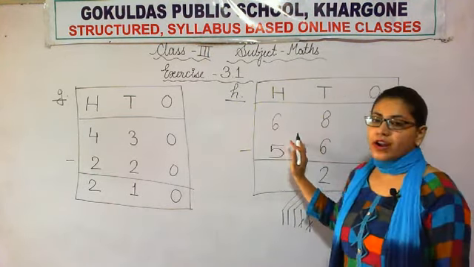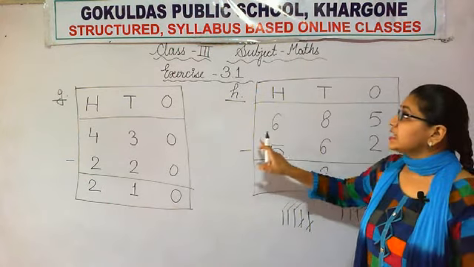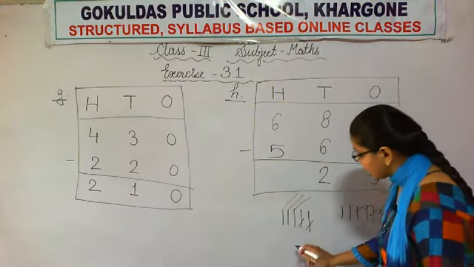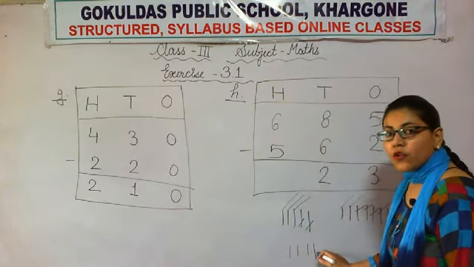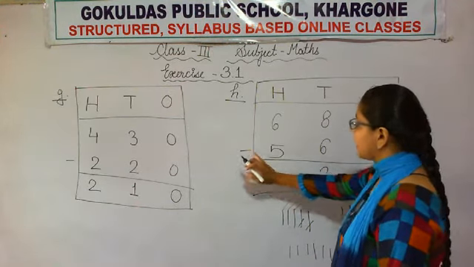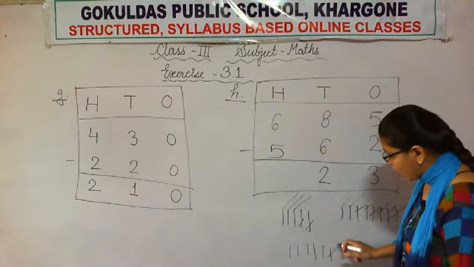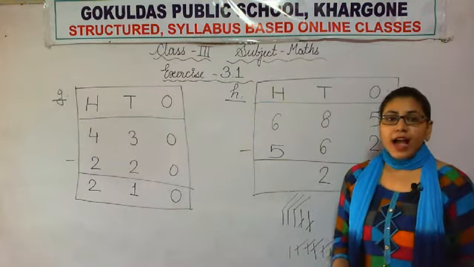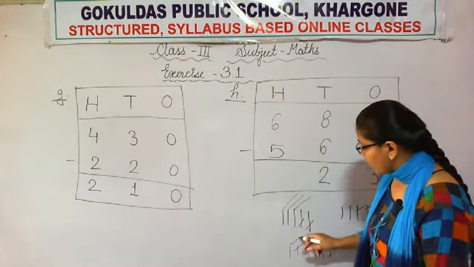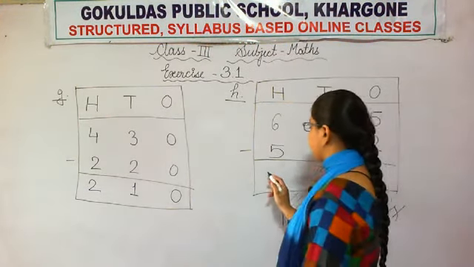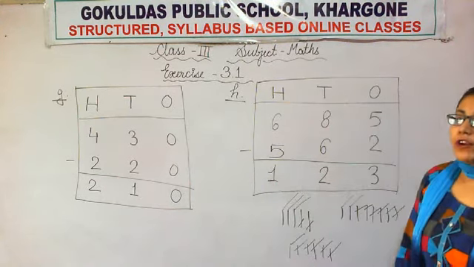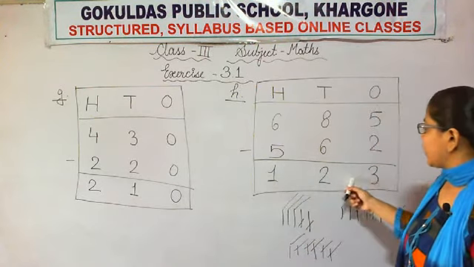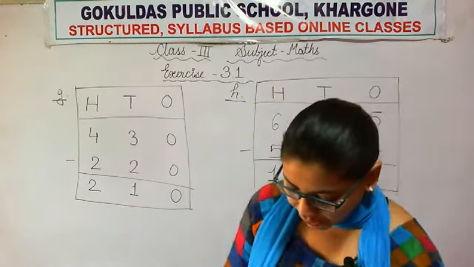Now the last column, the hundreds column. 6 minus 5. We will draw 6 sticks first: 1, 2, 3, 4, 5, 6. Minus 5, so we'll cancel out 5 sticks: 1, 2, 3, 4, 5. Now we'll count the remaining stick. 1 stick is left. So we will write the number 1. Our difference is 123. Now moving towards the next question.